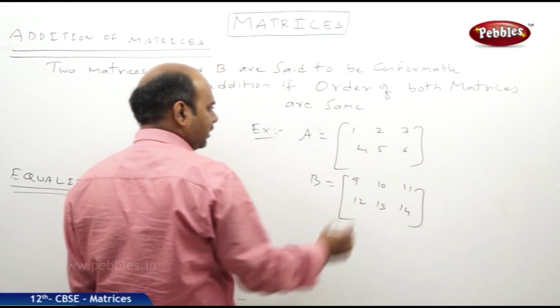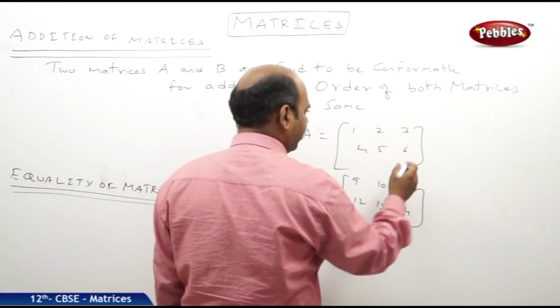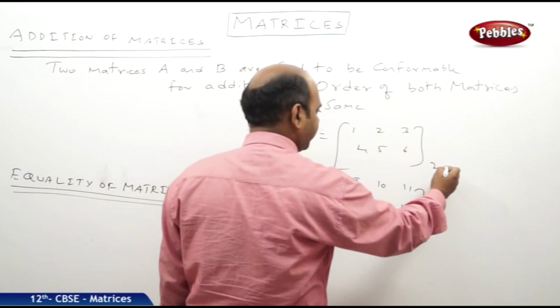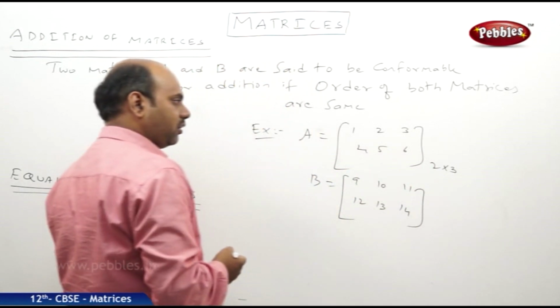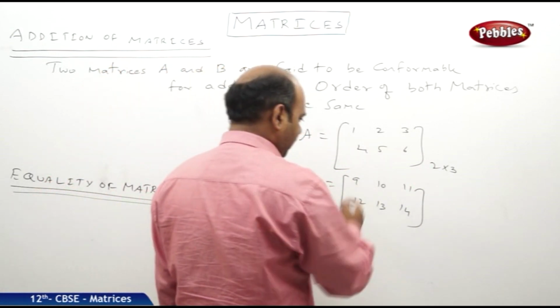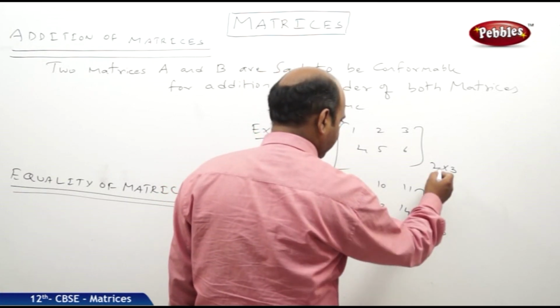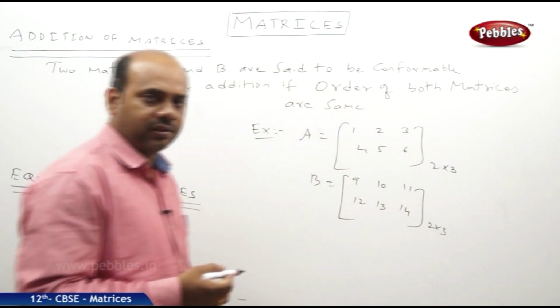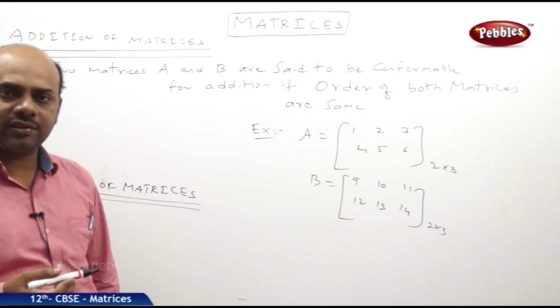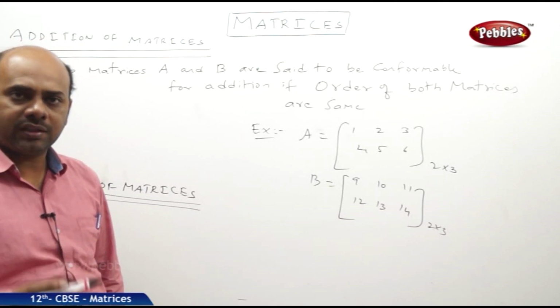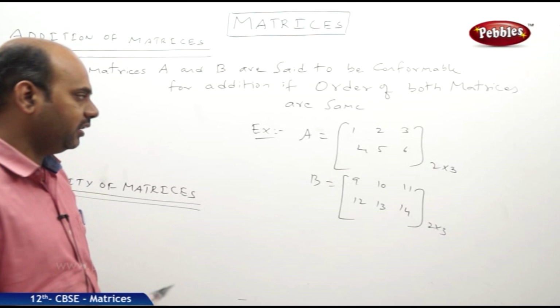Now what is the order of A? How many rows are there? 2. And how many columns are there? 3. Therefore the order of matrix A is 2 by 3, and the order of matrix B is again 2 by 3. That means here the order is the same. As the order is the same, I can add the two matrices. Therefore I can say the two matrices are conformable for addition.